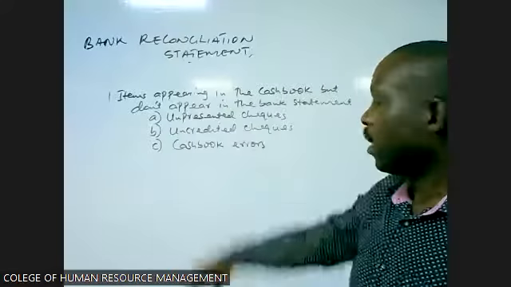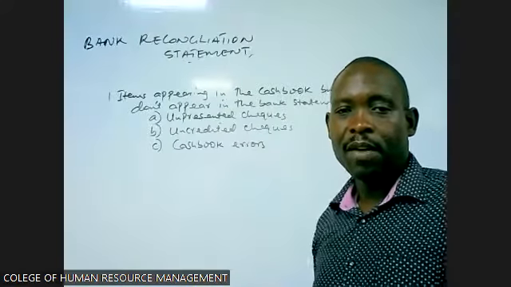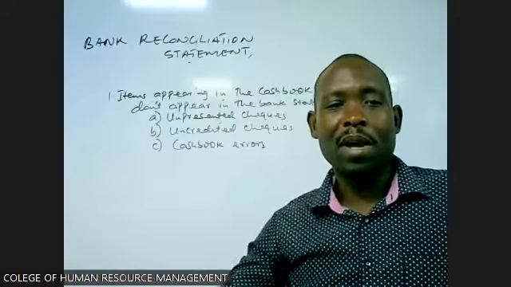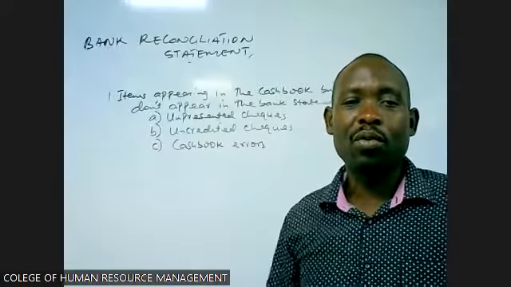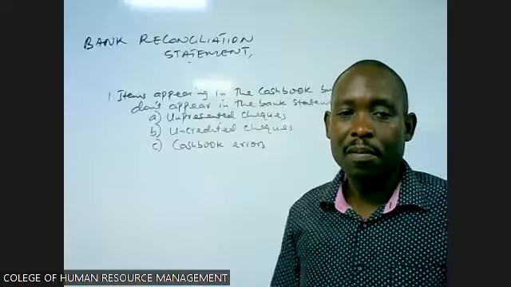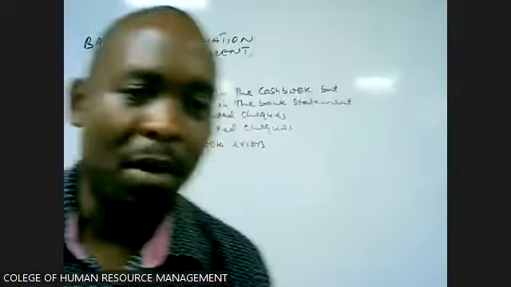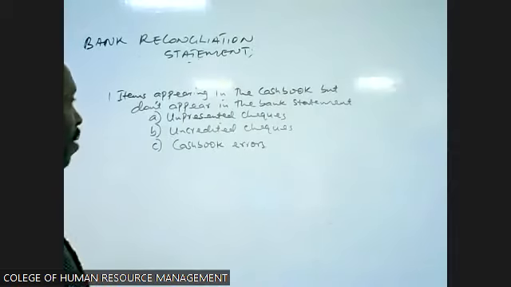Even this uncredited and presented check. If an item is recorded on the cash book, but it is not recorded in the bank statement, you cannot expect the two statements to have the same balance. That is the first category, items appearing in the cash book, but missing in the bank statement.